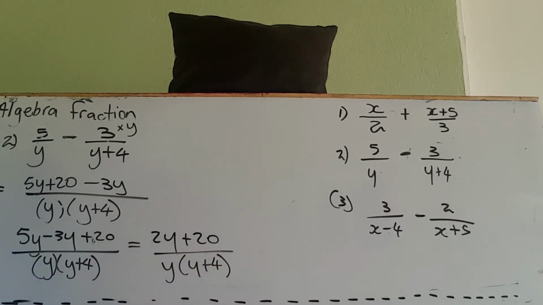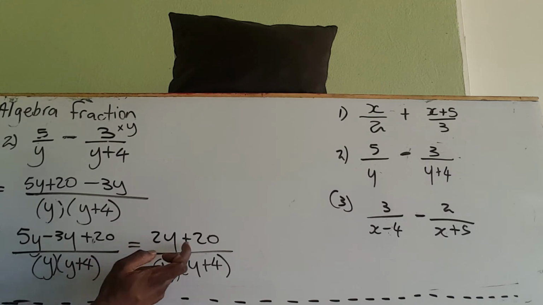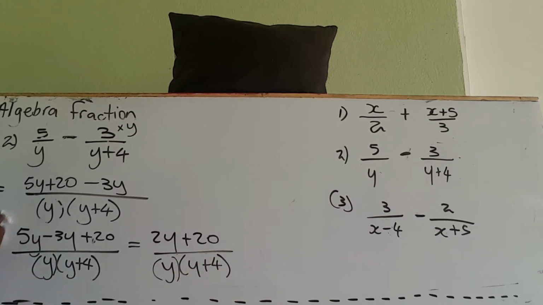And as I said to you, if you want to employ a bracket here, it's okay. If you want to leave it, it's okay. This is the answer, 2y plus 20 all over y into y plus 4. Final answer. Let's look at the third case, and last.